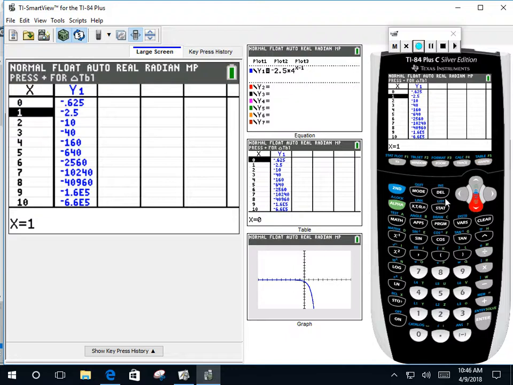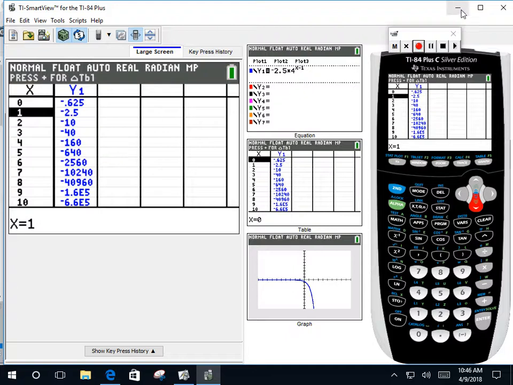Wasn't the first term negative 2.5? And what's the second term that we got? And isn't the third term negative 40? And the fourth term is negative 160? And that's why I'm showing you, Amari. And the fifth term is negative 640. And then the eighth term was negative 40,960. So that's another way you can find the terms you're trying to find.